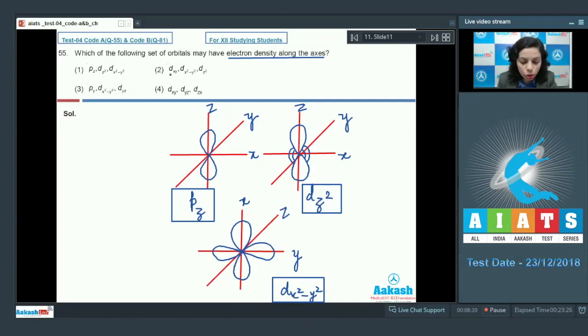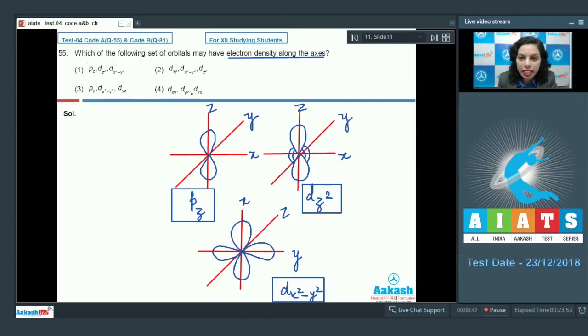But we have to check further options also. dxy, in this case, electron density is between the axis. This dxy has the lobe between x and y axis. That's why it is not the correct answer. For the py is given, dx square minus y square is given, and dyz is given. So if we talk about dyz, in that case, the lobes are between the axis. That's why electron density is not along the axis. That's why it is also the wrong statement.